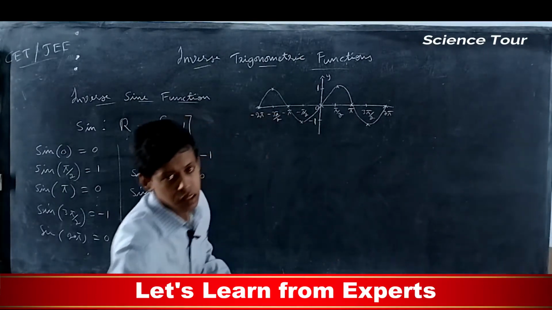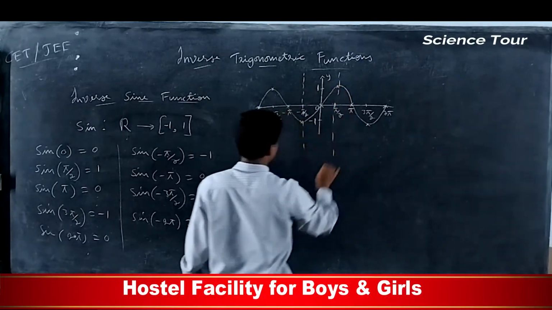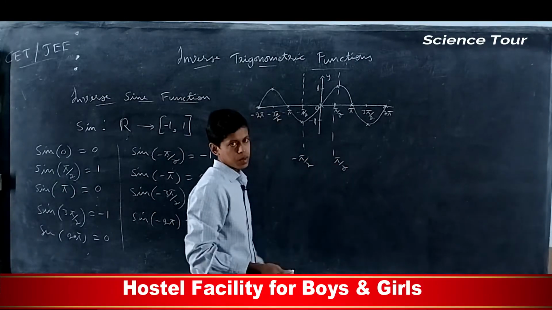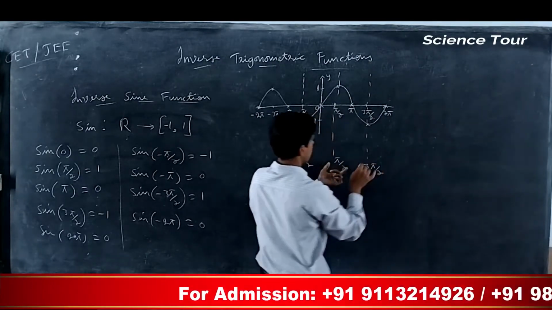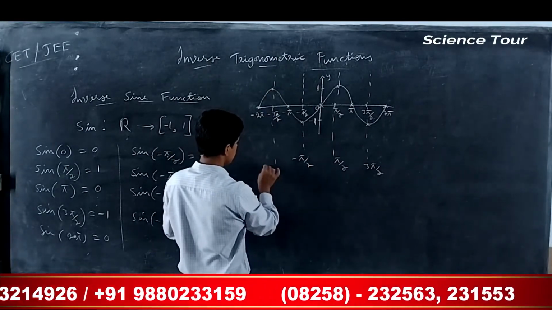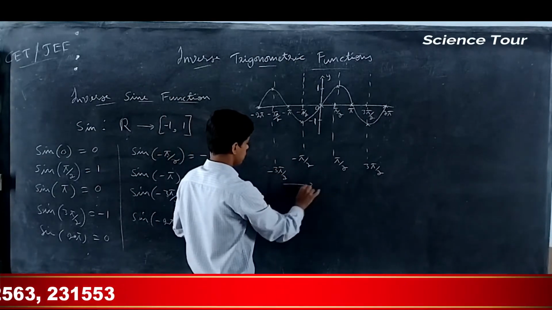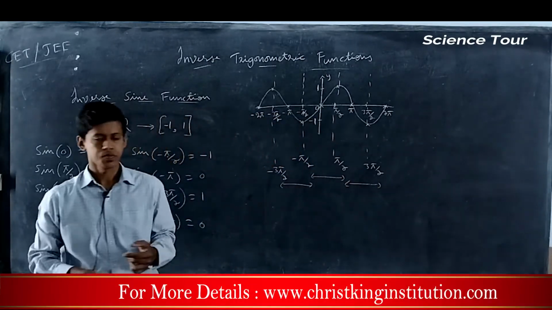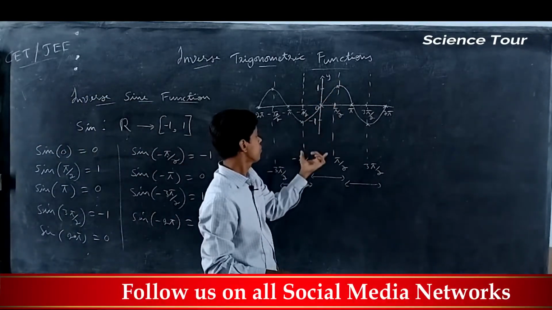Now I will restrict the domain from minus pi by 2 till pi by 2. Okay, so minus pi by 2 to pi by 2, or you can restrict the domain from pi by 2 to 3 pi by 2, or you can restrict the domain from minus pi by 2 to minus 3 pi by 2. So any one of these, either this domain or this domain or this domain. Okay, so you can restrict the domain, but usually what we do, we restrict the domain from minus 90 to 90.